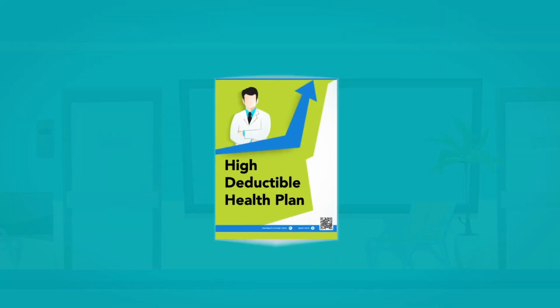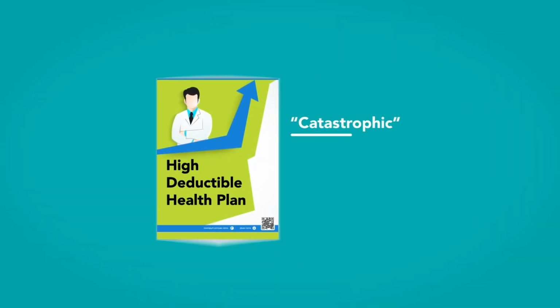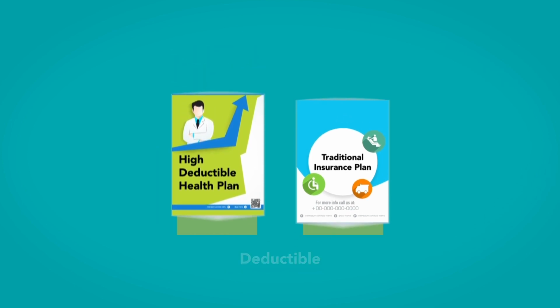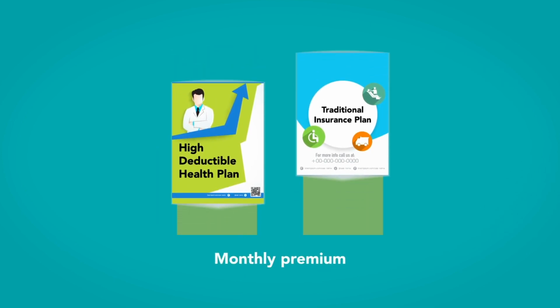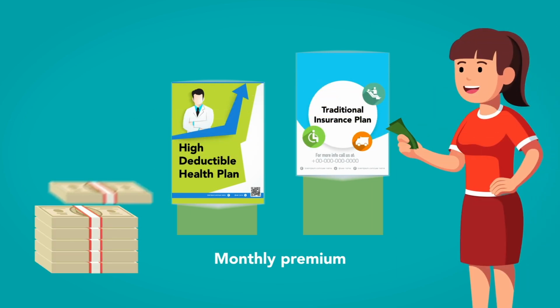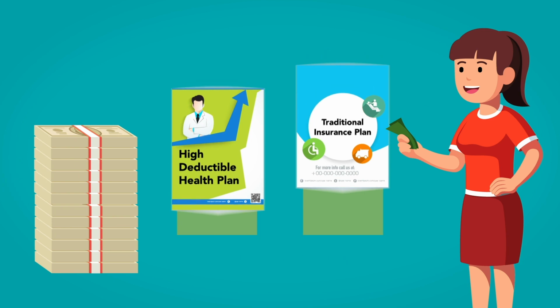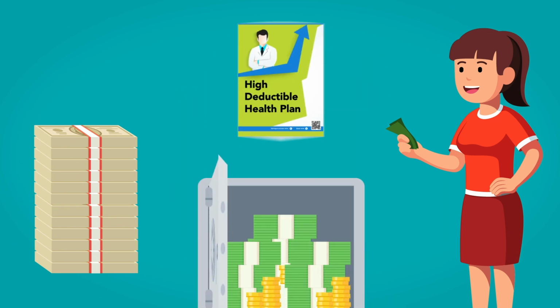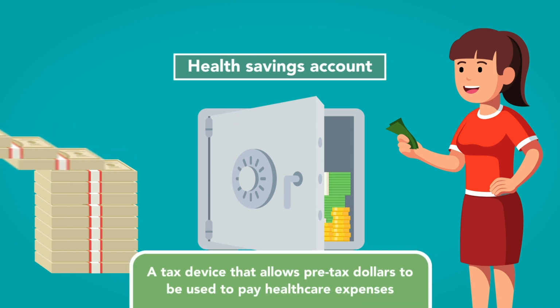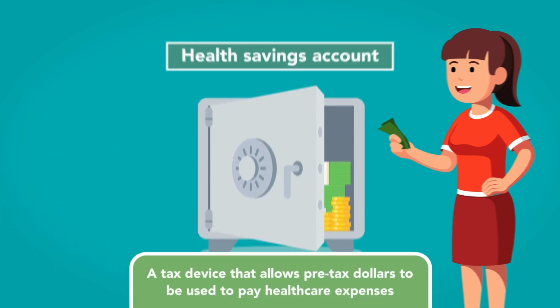A high-deductible health plan, or catastrophic plan, is a plan with a higher deductible than a traditional insurance plan. The monthly premium is usually lower, but the policyholder pays more healthcare costs herself before the insurer starts to pay its share. This plan is often combined with usage of a health savings account, which is a tax device that allows pre-tax dollars to be used to pay healthcare expenses.